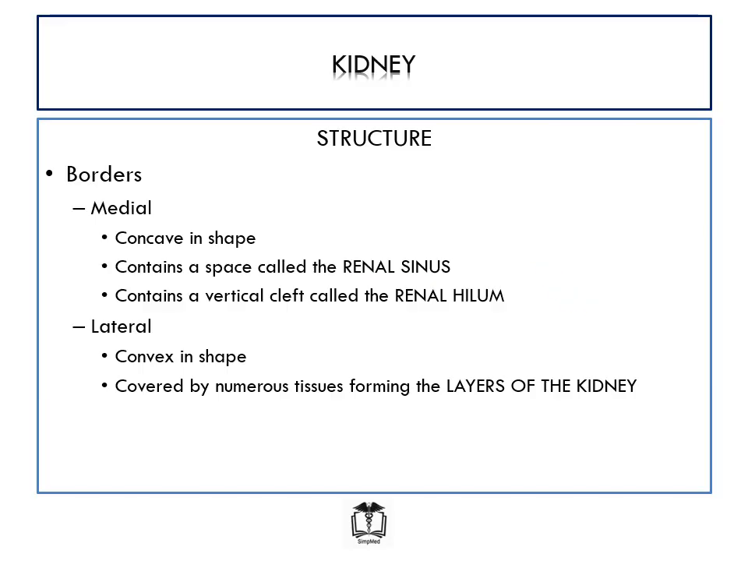One other thing to note is that the medial border tends to lie at certain vertebral levels, depending on whether we're talking about the right kidney or the left kidney. So if it's the left kidney, the medial border lies at the transpyloric plane, or at the junction between L1 and L2, whereas the right kidney tends to have its medial border lying at the level of the second lumbar vertebra, or L2.